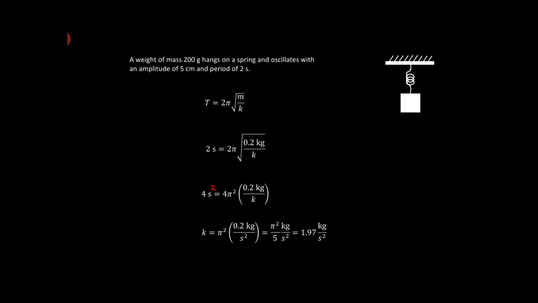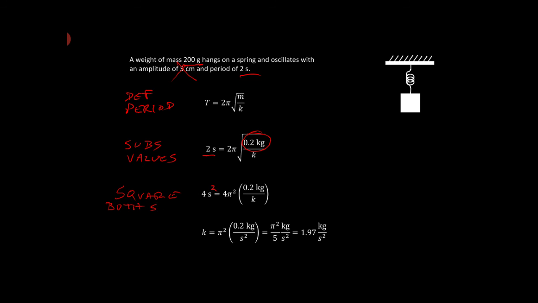Okay, so that's basically it, right? When we did this, we just took the definition of the period, and we substituted in the values, right? 2 seconds for the period, 0.2 kilograms for the mass. There's nothing else we needed to do because the amplitude was a distractor. I guess maybe that's not what a distractor means. Then I have to square everything, because k is under the radical, so we need to square both sides.